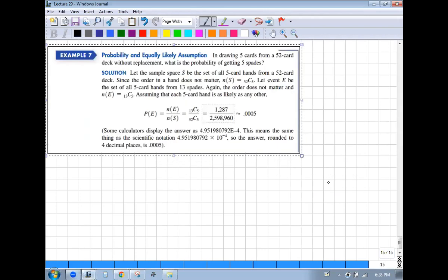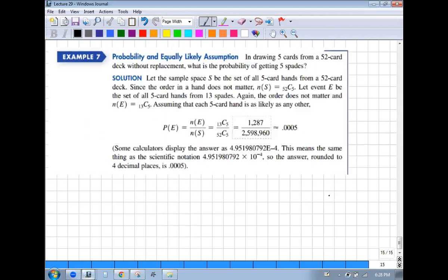All right, drawing 5 cards from a 52 card deck without replacement. What's the probability of getting 5 spades? That's a good question, right? Simple question, kind of hard to answer, right? Unless we think about it. So the sample space is all 5 card hands from a 52 card deck.